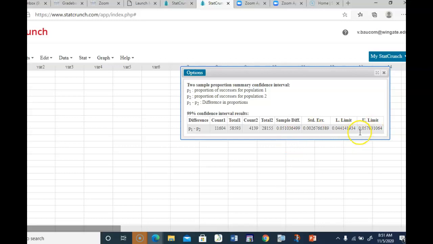So you can do this on your StatCrunch as well if you are starting. I think some people are actually starting to enjoy StatCrunch, and so if you're one of those, then you can do it on StatCrunch instead of the calculator.